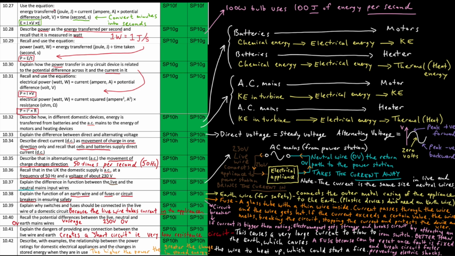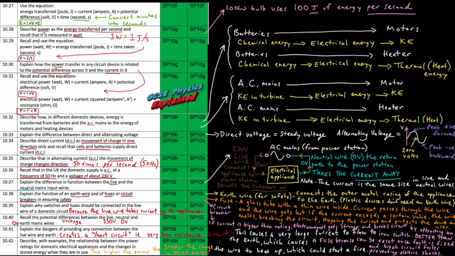10.27. Use the equation energy transferred equals current times potential difference times time. In other words, Emmerdale is on ITV. So energy is I for current times V for volts times T for time. Remember to convert the time into seconds if they give you it in minutes.